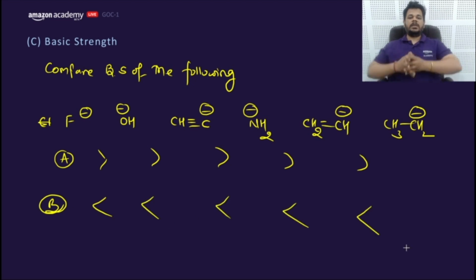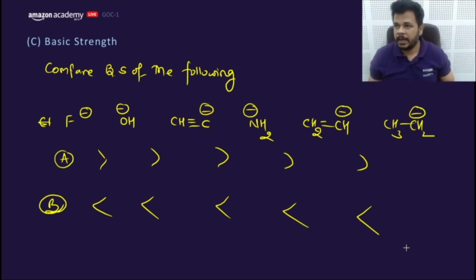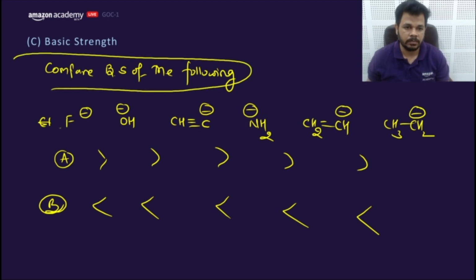Compare the basic strength. pK is minus log of Ka, like pH is minus log of H plus. Similarly, pK is minus log of Ka, the acid dissociation constant. Compare the basic strength order.